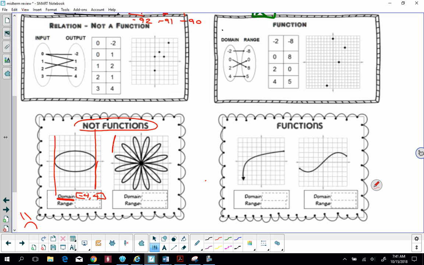Over here, I would do the same thing. It goes from here to here, and it does touch it. And so it would be -5 to 5. So domain is side to side. You're saying what's the furthest left and the furthest right it goes. Same thing for the range.